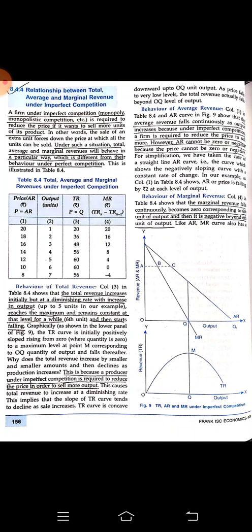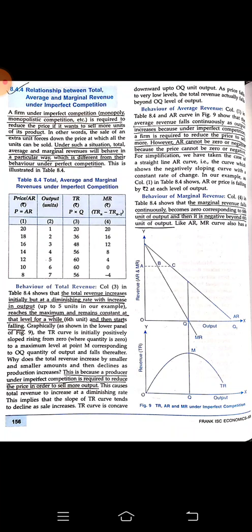So, why is this happening? This is because of the fact that when AR, average revenue, declines, MR, marginal revenue, must also decline at a faster rate than AR. So AR is decreasing, but MR is decreasing at a much faster rate than AR. Okay, as such, MR curve lies below AR curve at all levels of output. At all levels of output, we are going to find under imperfect competition that the MR curve is below the AR curve.